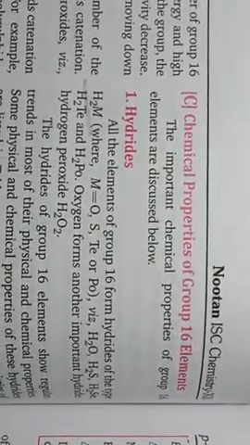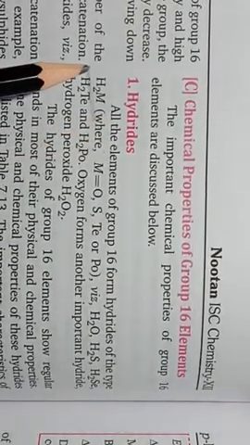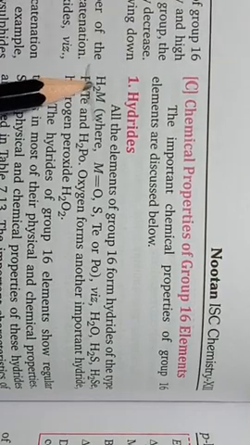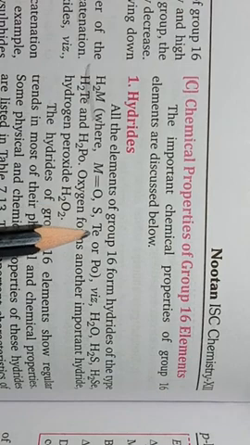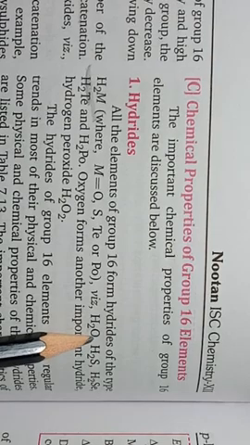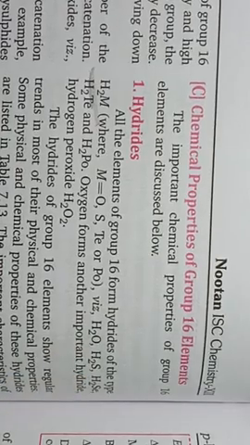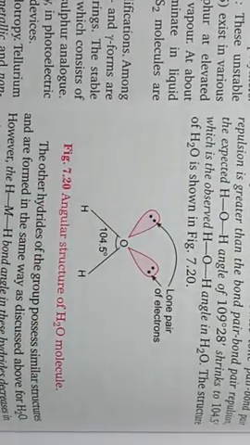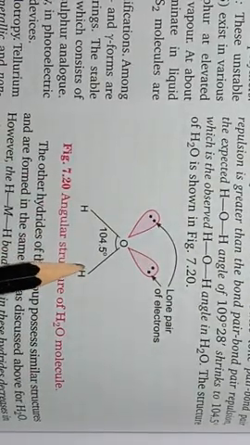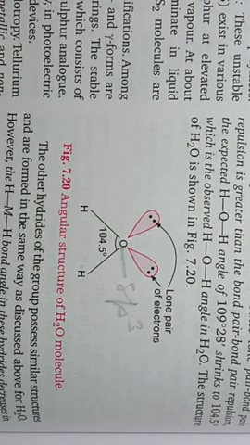Then chemical properties of group 16 elements. Hydrides. Group 16 elements form H2M type hydrides, and in these hydrides M can be oxygen, sulfur, tellurium or polonium. For example, oxygen forms a hydride known as H2O, and sulfur's hydride is H2S. These hydrides have an angular structure as present in the water molecule, with the central atom sp3 hybridized. Okay, students.